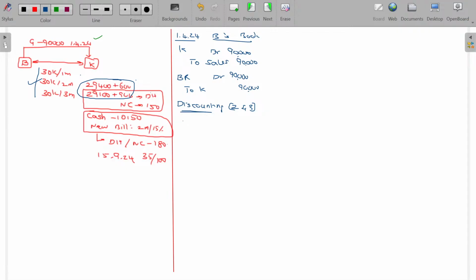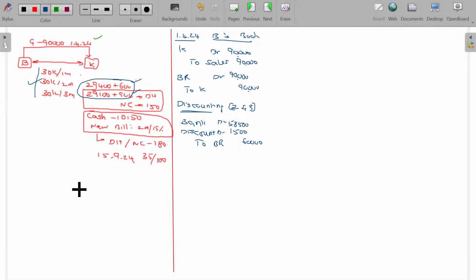For this, the entry being bank account debit to BR account. The value of bill number 2 and 3 being 30,000 each, 60,000. While discounting this bill, the banker paid after a discount. The discount being my expense is debited here. The discount being 600 plus 900, 1,500. 58,500 being the bank. Bank account debit, discount account debit to BR, for bill number 2 and 3.